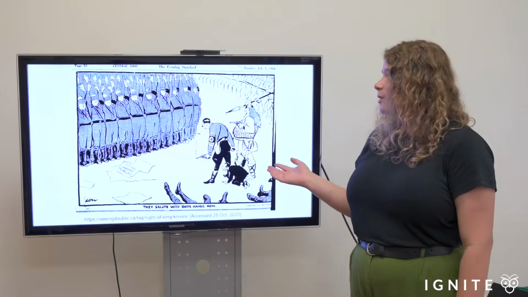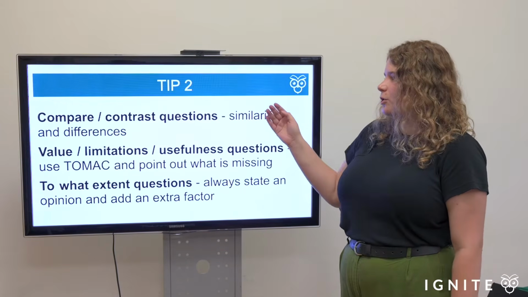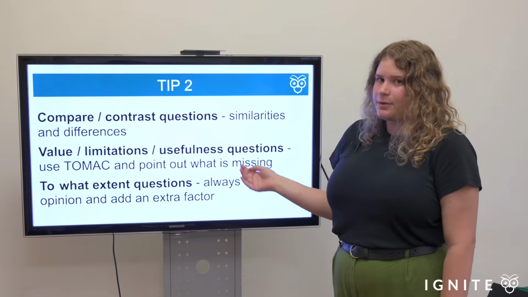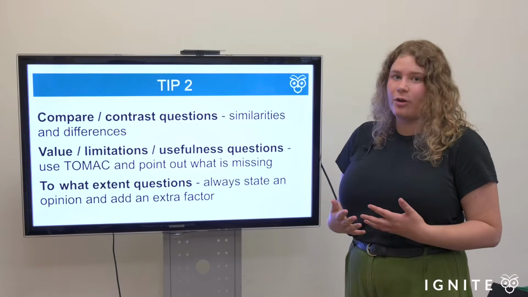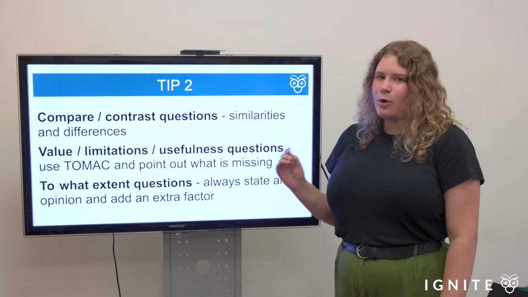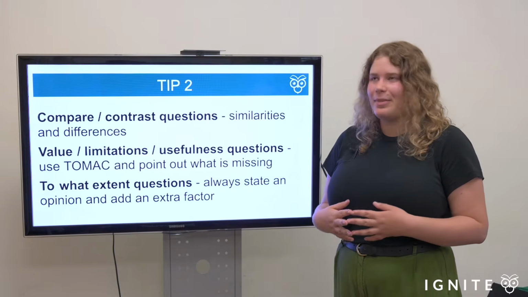My second tip for analyzing sources is to know the different types of questions that you might get. These are 3 specific questions which can throw people off in the exam. We have a compare and contrast question. This can be quite intimidating because it'll usually give you 2 or 3 sources and ask you to compare them.